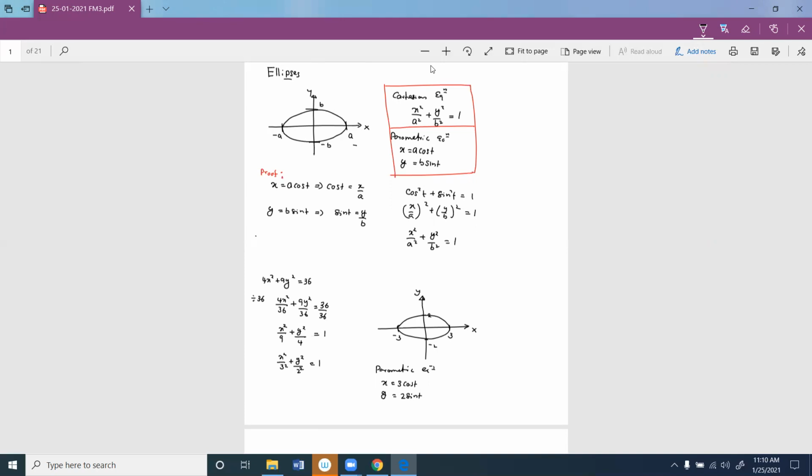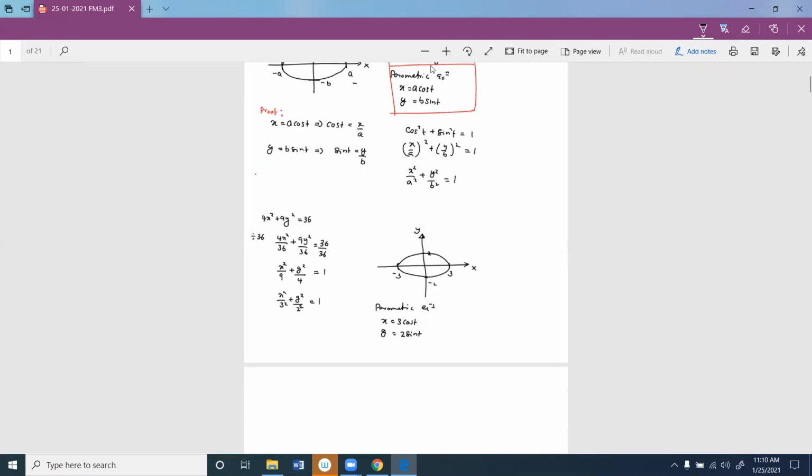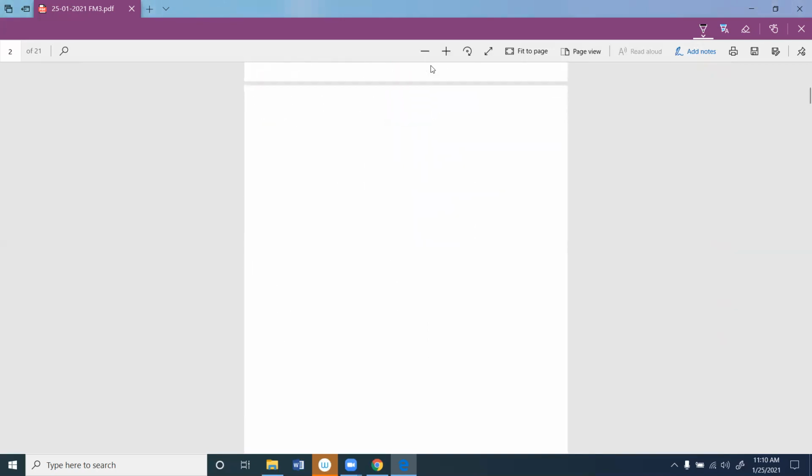This is the equation of that project, right? That's how it comes, right? Okay. Then let's come up with another example.